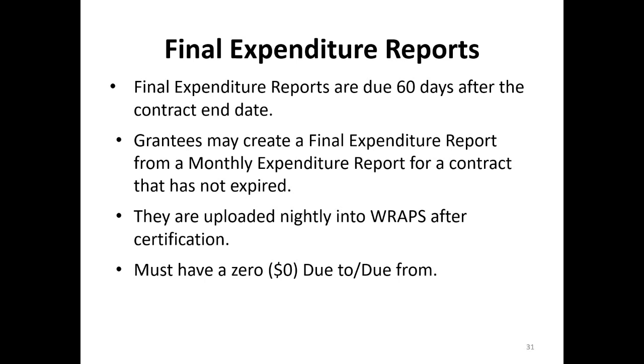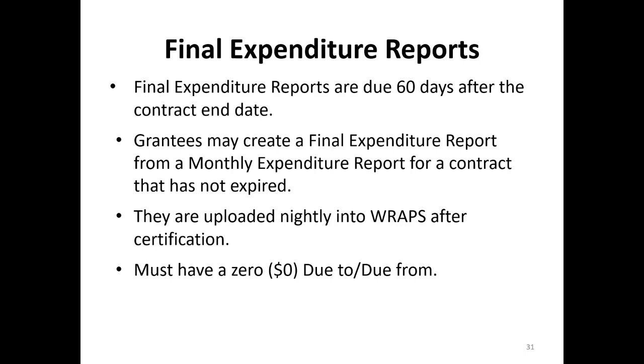Final reports are due 60 days after the end of the contract. Again, that's another hard-coded date, so keep that in mind. And also keep in mind that the due to, due from has to equal zero, meaning the cash that you've drawn and your reported expenditures have to be the same when you're closing out the contract, or it will not allow you to certify your final report.